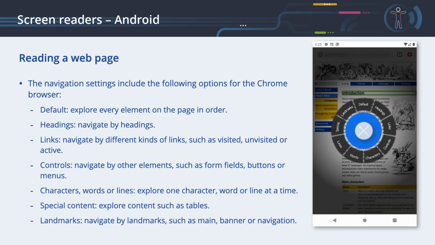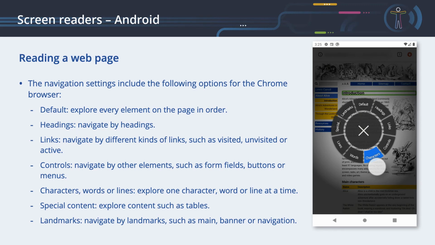The navigation settings include the following options for the Chrome browser. Default: explore every element on the page in order. Headings: navigate by headings. Links: navigate by different kinds of links, such as visited, unvisited, or active. Controls: navigate by other elements, such as form fields, buttons, or menus.